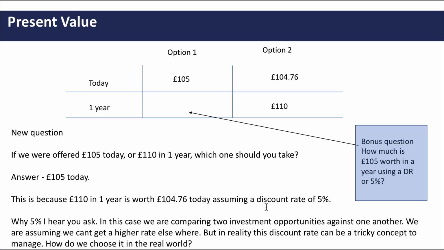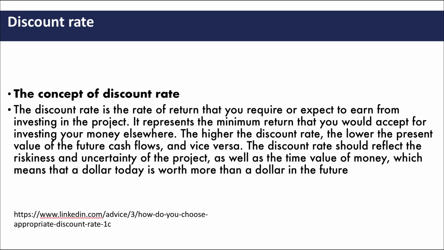So how do we decide a discount rate in the real world? The discount rate is the rate of return that you require or expect to earn from investing in the project. It represents the minimum return that you would accept for investing your money elsewhere, which is what we've talked about there. The higher the discount rate, the lower the present value of the future cash flows, and vice versa. We'll see that. The discount rate should reflect the riskiness and uncertainty of the project, as well as the time value of money, which means that $1 today is worth more than $1 in the future.